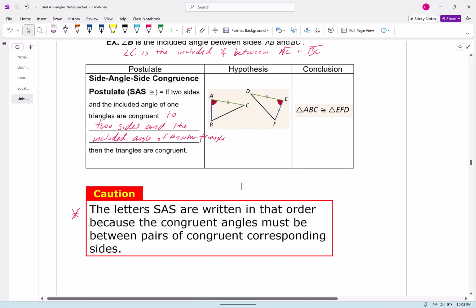helps to prove it. And so remember that side, angle, side is written in that order because the congruent angles must be between the pairs of congruent sides, meaning that I could not say AB and AC and then use angle C. Okay, the included angle has to be between the two sides. That's what that's trying to tell us.